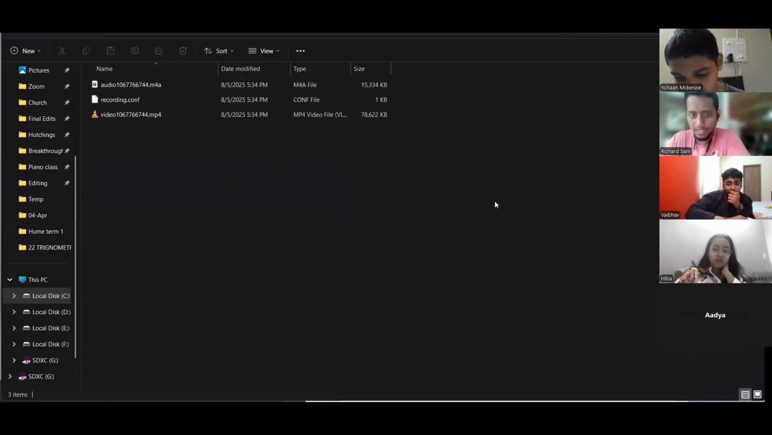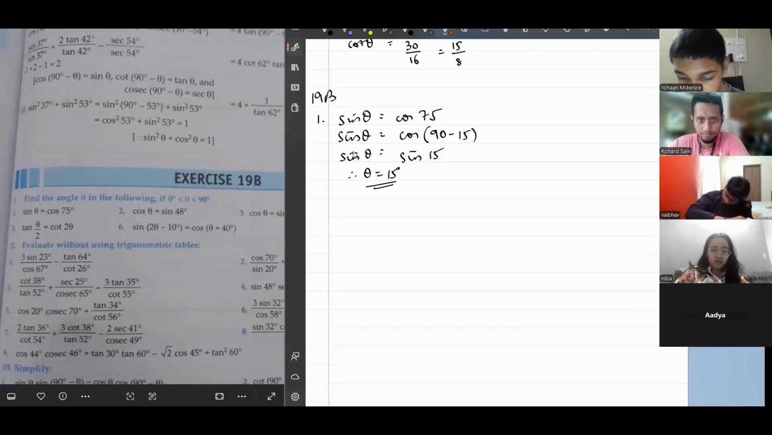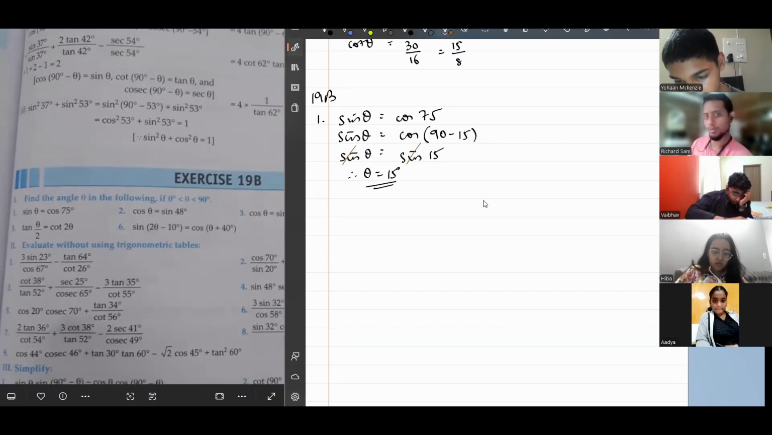Do you understand how we did that? It's like we just cut off both the sines from both the sides. So theta is equal to 15. Adya, is this clear? What we are doing in the first step is making the trigonometrical functions same. Both sides should be sine or both sides should be cos. And then we can do this. Write it down.